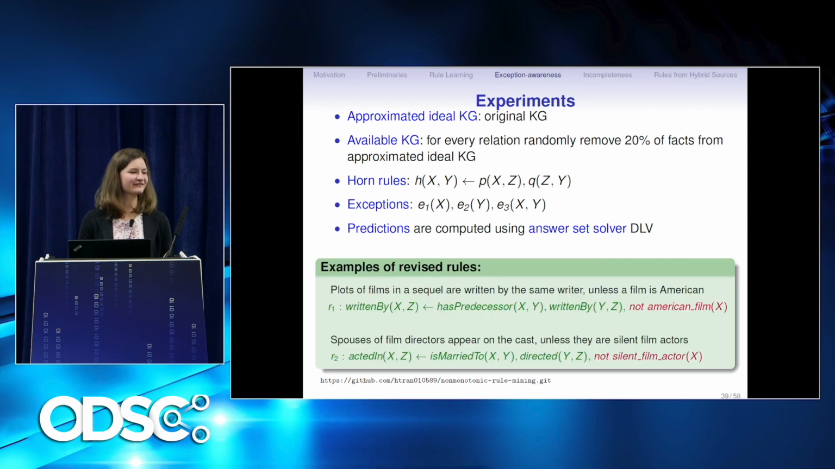Well, what kind of examples did we obtain from these available knowledge graphs? So one was, for instance, that plots of films in a sequel are written by the same writer unless a film is American. Well, Batman 1, Batman 2, Batman 3, sometimes are actually produced by several different producers, as if the film is American. Now, another thing is that spouses of film directors appear on the cast unless they are silent film actors. This was another rule that we obtained from the IMDb dataset.